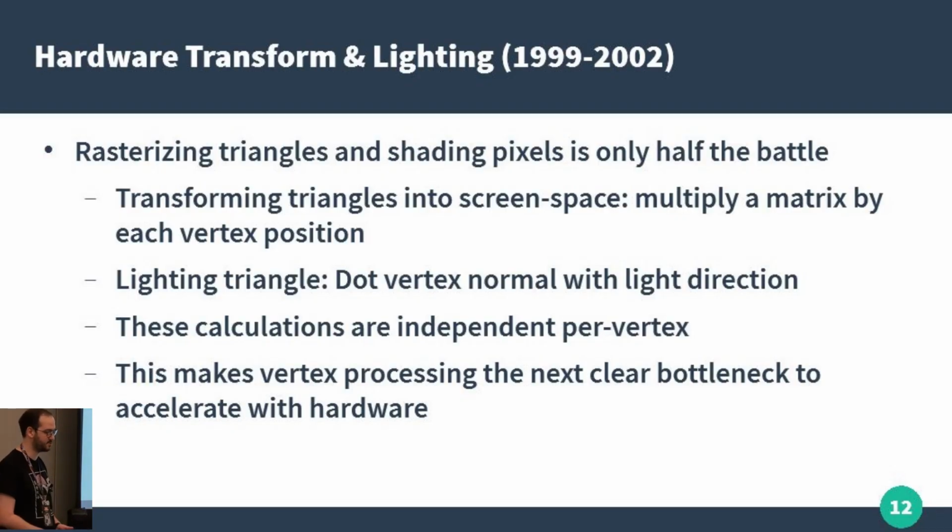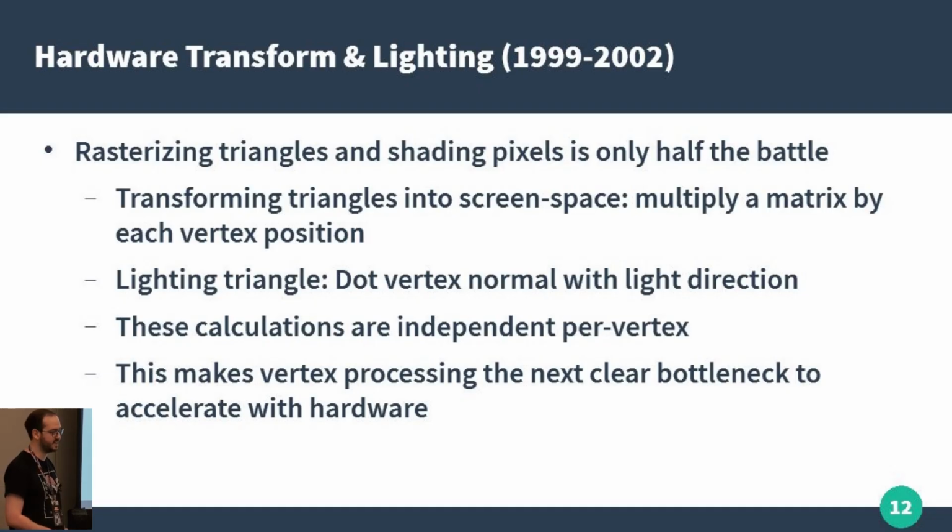Moving into the next era, hardware transform and lighting. The other work that has to be done, like I said, you have to transform the triangles into screen space, which is a matrix multiply by each vertex position. Then you do the lighting, which in this era was typically an additional dot product per vertex per light source. Just like the pixel calculations, these vertex calculations are all independent of one another. It doesn't matter which vertex is processed first or last.